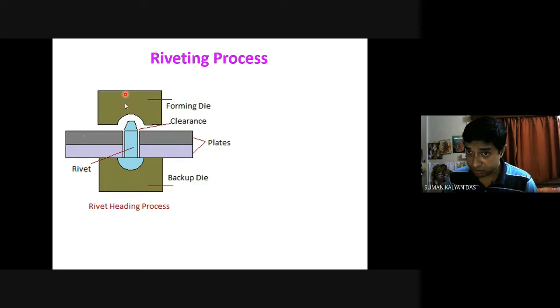After putting this forming die, with the help of a hammer or some heavy instrument, we make some hits on this. Due to this impact, there is plastic deformation on the tail, and as the tail is put under a cutout which has a hemispherical shape, after the riveting is done, the tail part also takes the shape of this head.